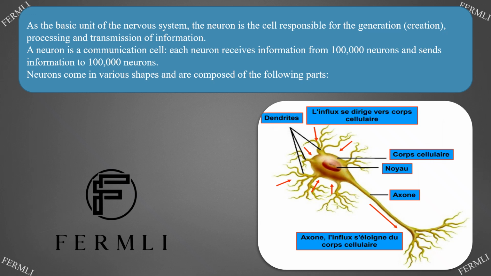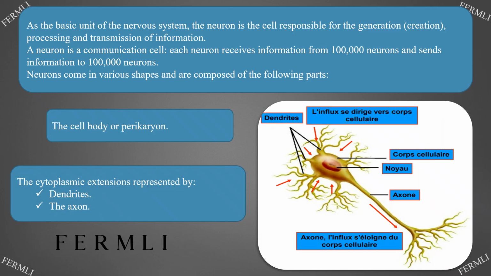Neurons come in various shapes and are composed of the following parts: the cell body or perikaryon, the cytoplasmic extensions represented by dendrites, the axon.